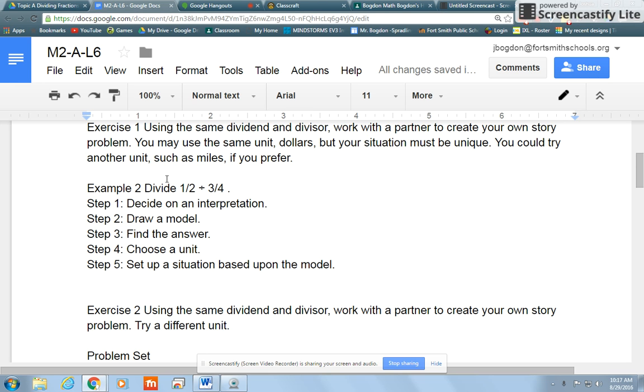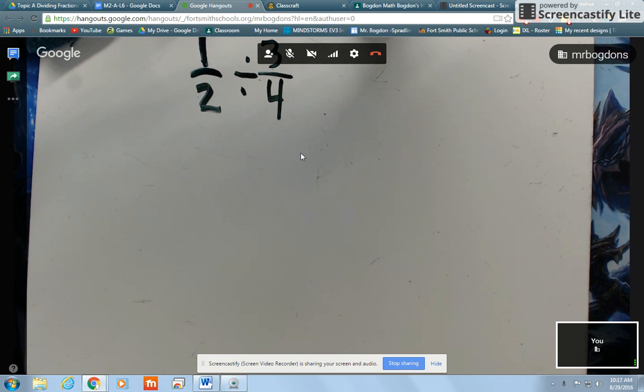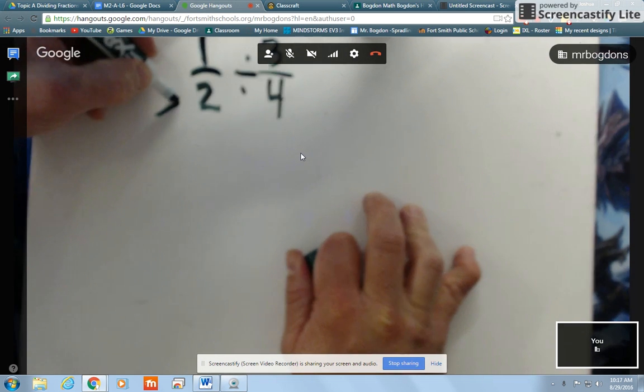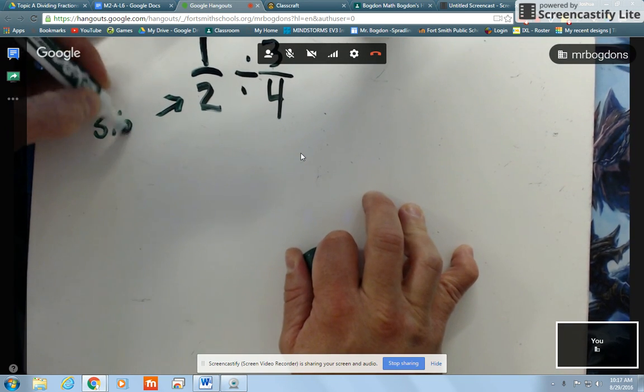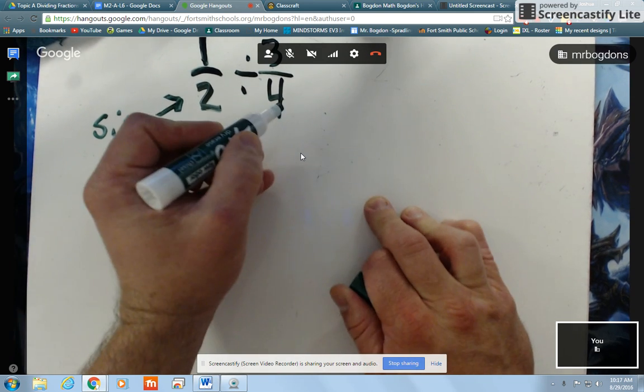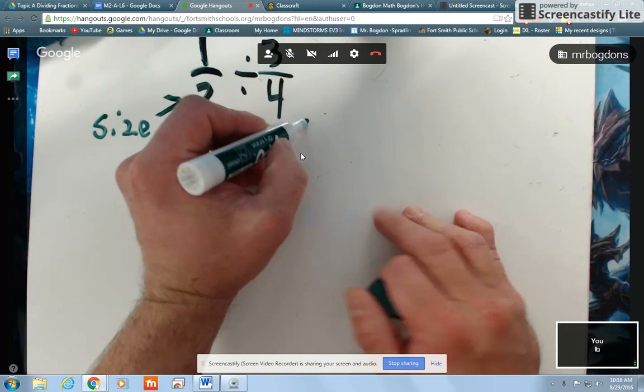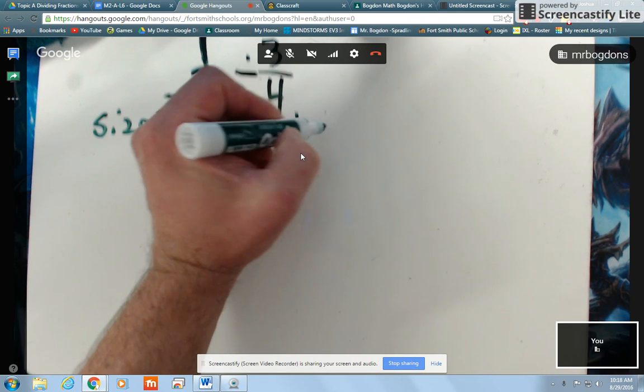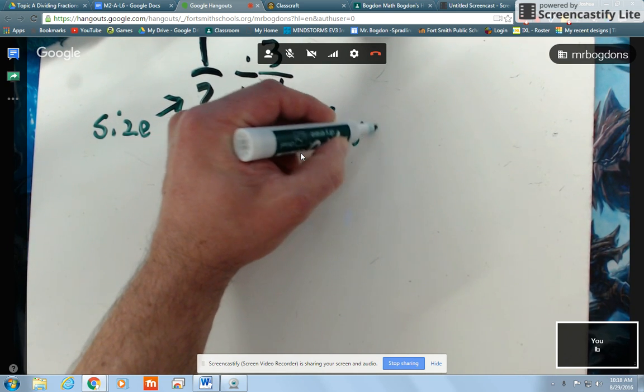For example 2, we have divide 1/2 by 3/4. And step 1 says decide on interpretation. Well, I said that for the division today, we're always thinking of the first number as being the size, right? And then the second number is the number of groups.